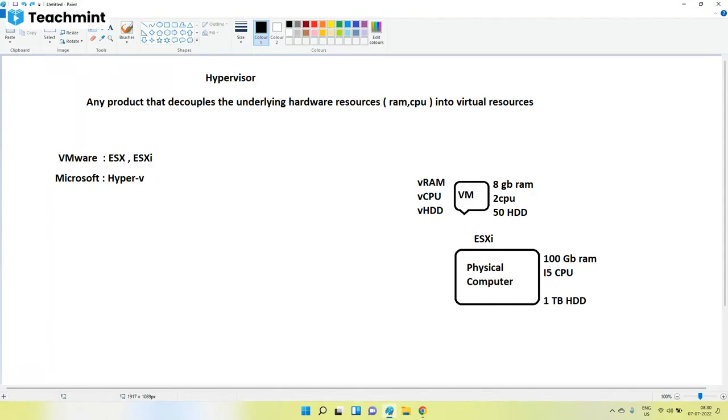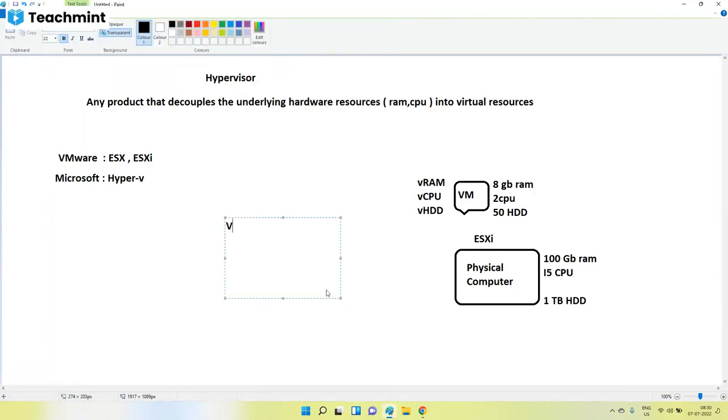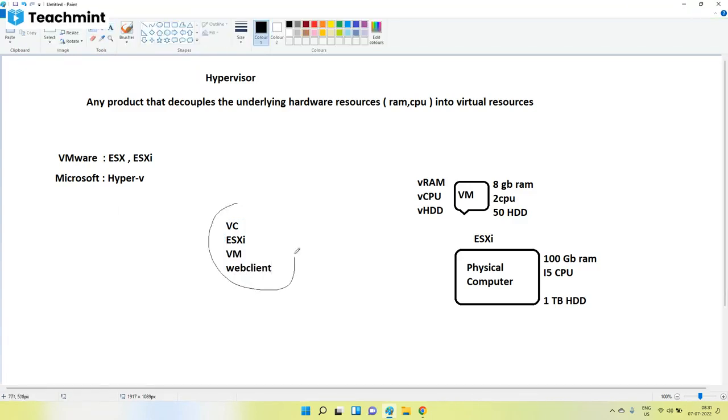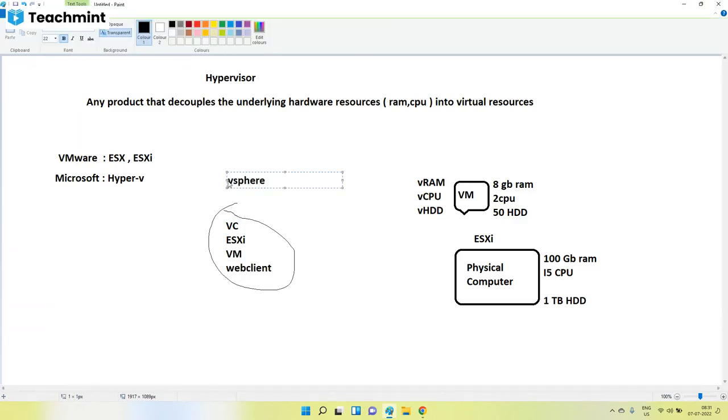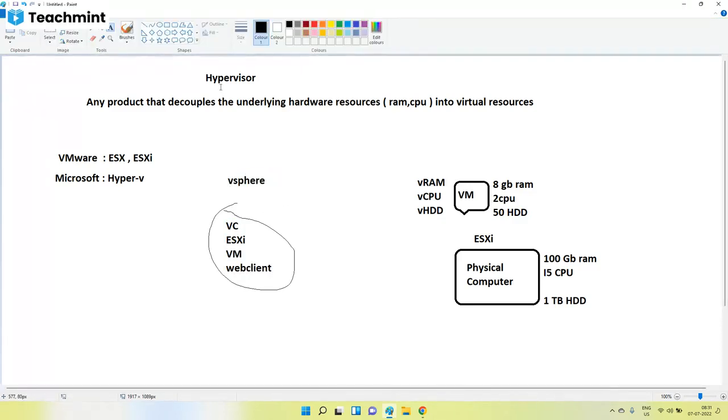vSphere is just a name. The group of VC, ESXi, web browser, it's called web client. All together, it's called vSphere, just a name. Hypervisor is a name; ESXi comes under hypervisor. vSphere has vCenter, one hypervisor, one virtual machine all together.